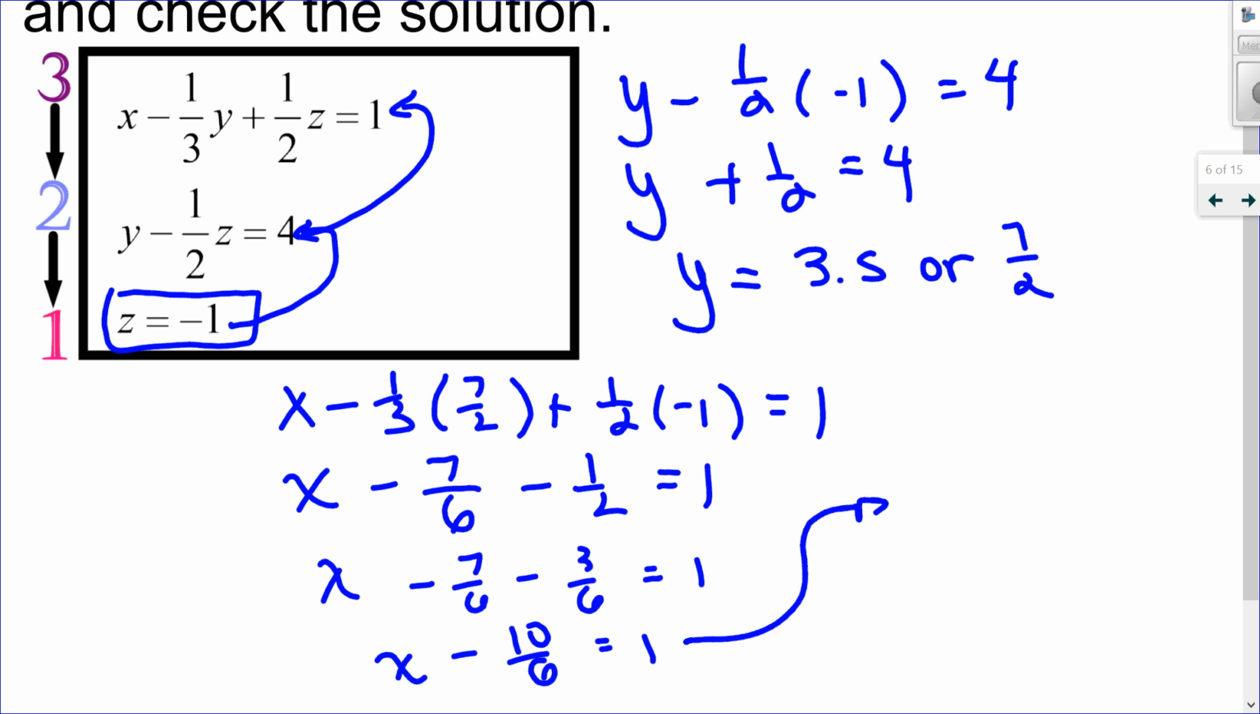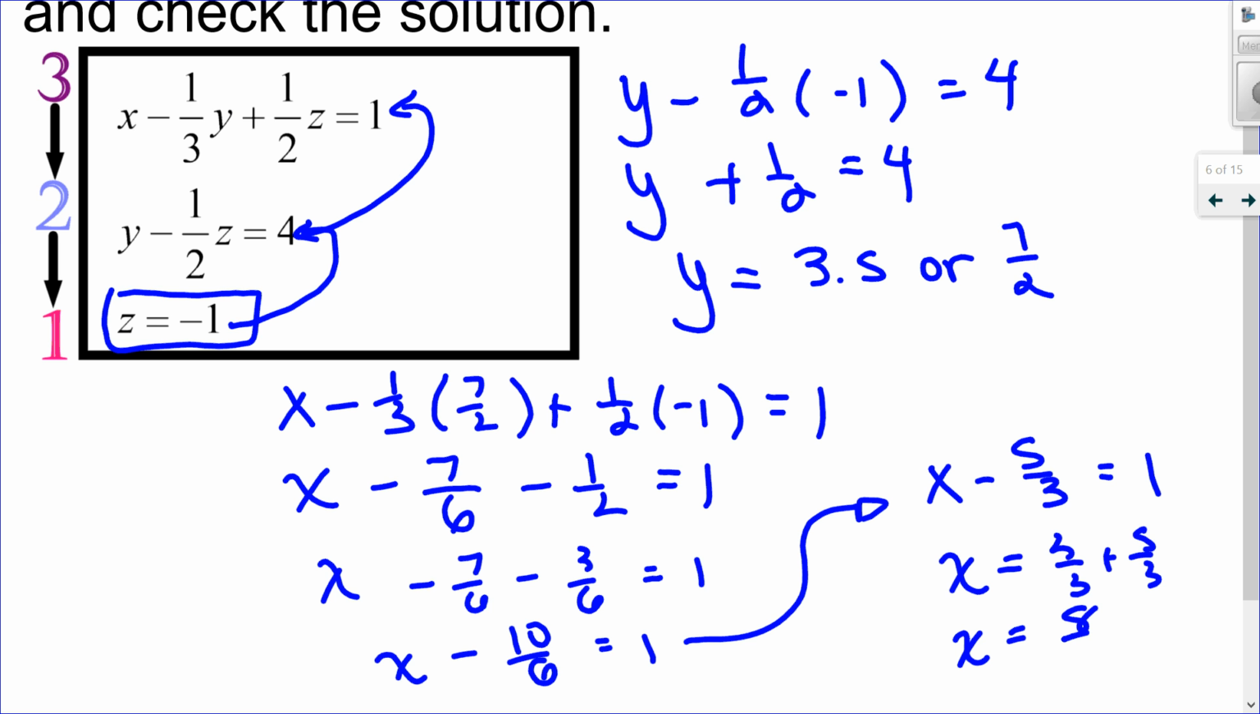So then I'm just going to simplify this as 5/3 equals 1 and add 5/3 to the other side. So 3 over 3 plus 5 over 3, x will equal 8 over 3. So now I've got my x, y, and z.